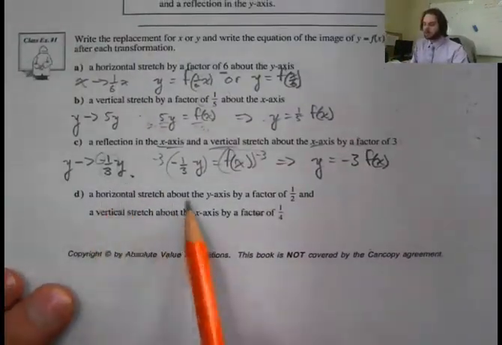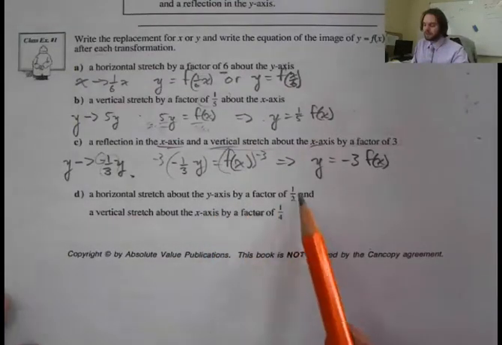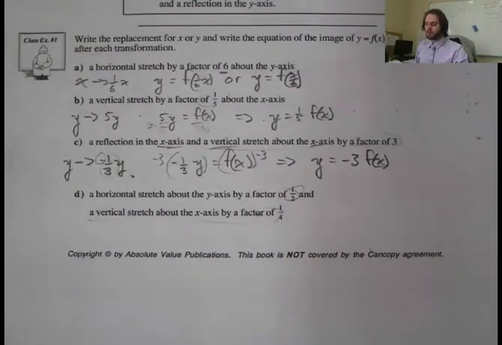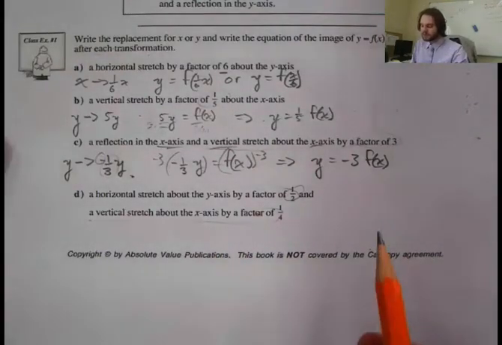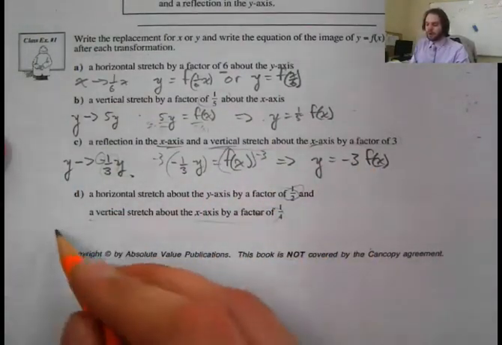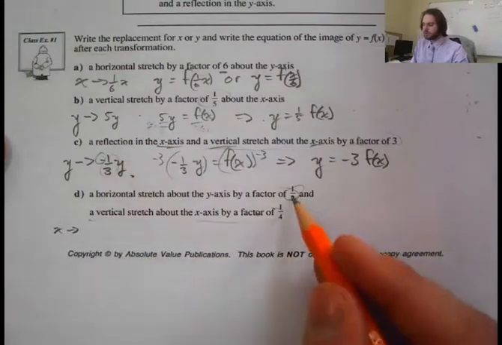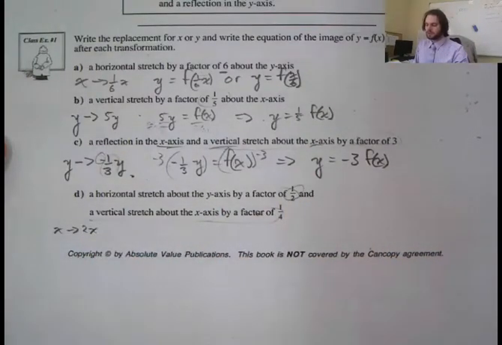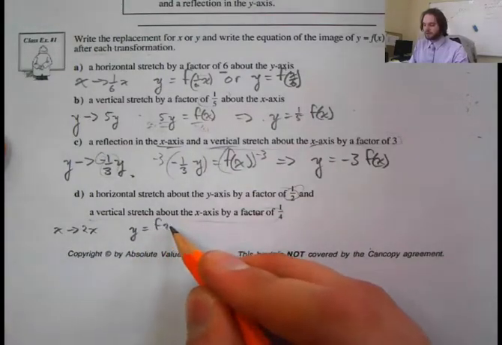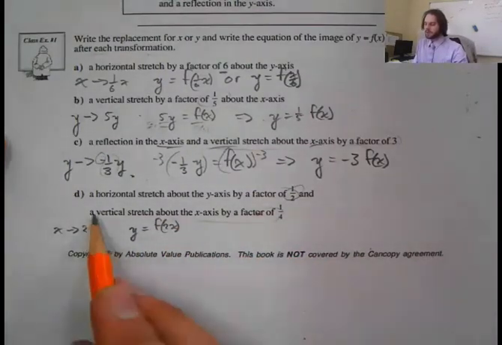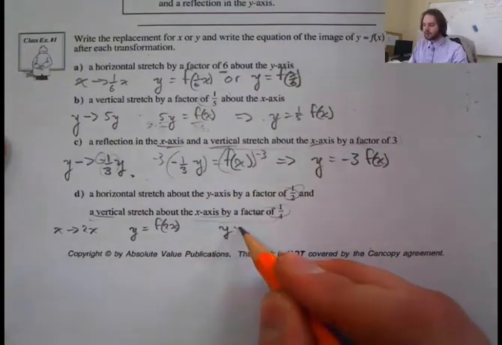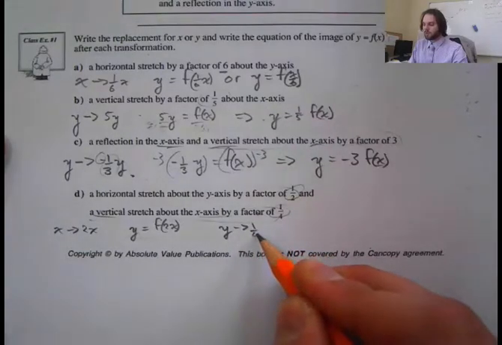D says a horizontal stretch about the y-axis by factor of 1 over 2, and a vertical stretch about the x-axis by factor of 1 over 4. So first, we want a horizontal about the y-axis. So that's x goes to 2x. So we end up getting y is equal to f of 2x. Now we have a vertical stretch of 1 over 4. So y now goes to 1 over 4y.